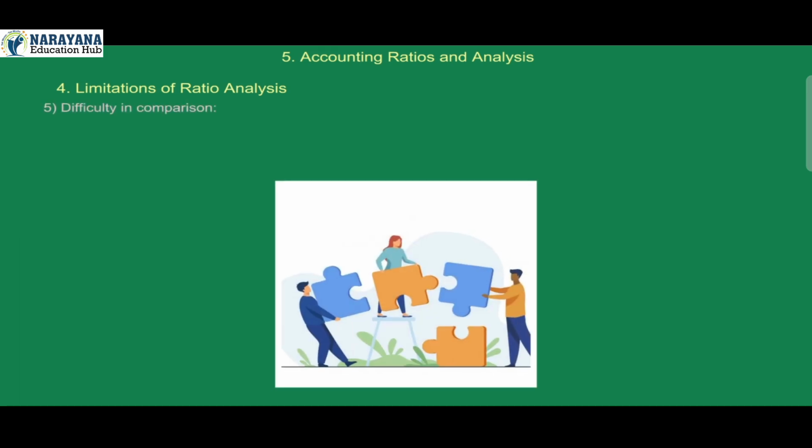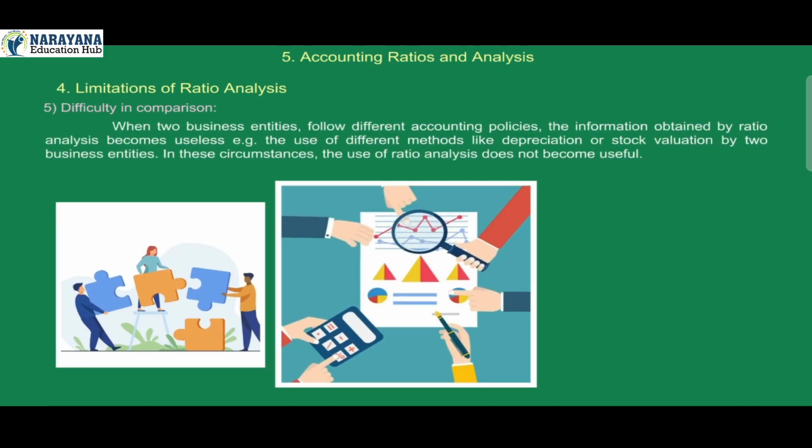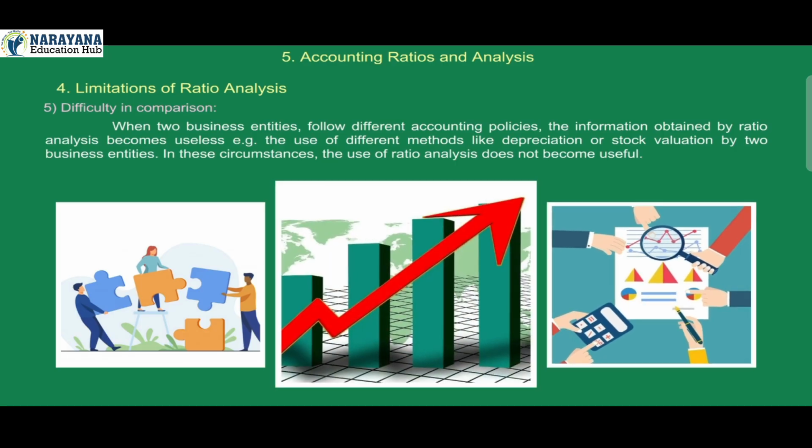5. Difficulty in comparison. When two business entities follow different accounting policies, the information obtained by ratio analysis becomes useless. Example, the use of different methods like depreciation or stock valuation by two business entities. In these circumstances, the use of ratio analysis does not become useful.